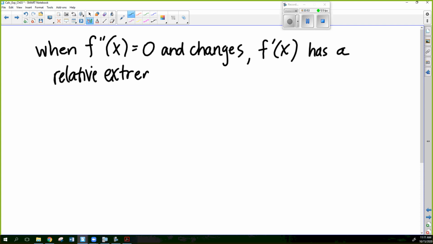Do you think you could figure out whether it was a max or a min the same way with the signs? Whether they change from positive to negative or negative to positive? Yes, all those connections are the same from one to the other.